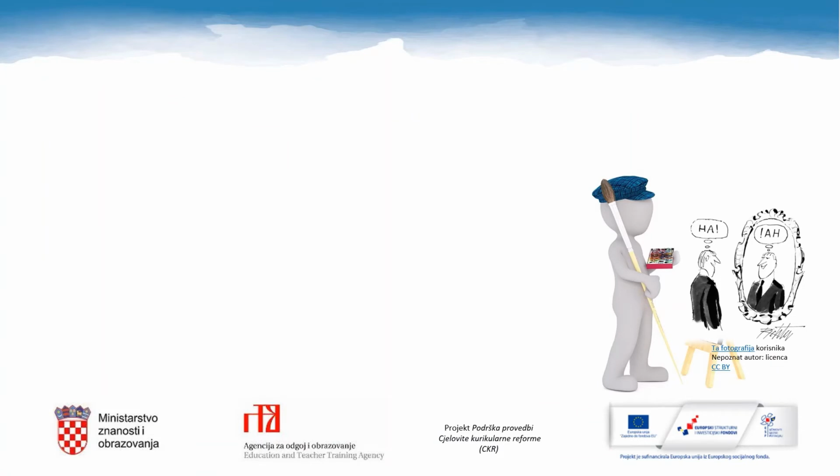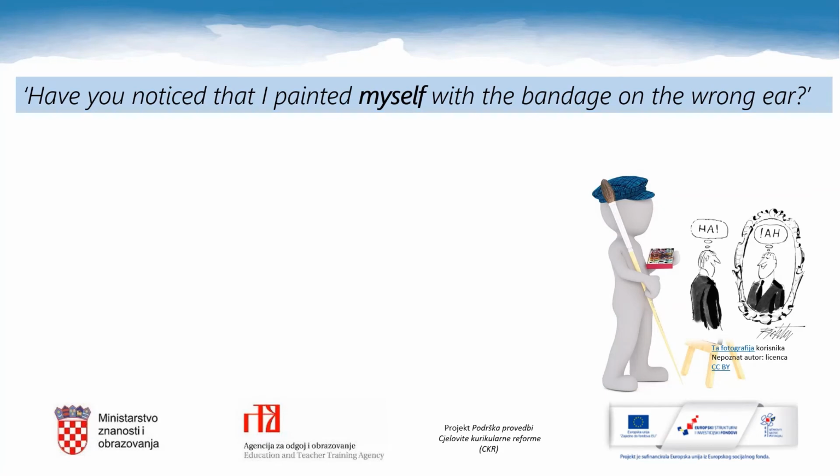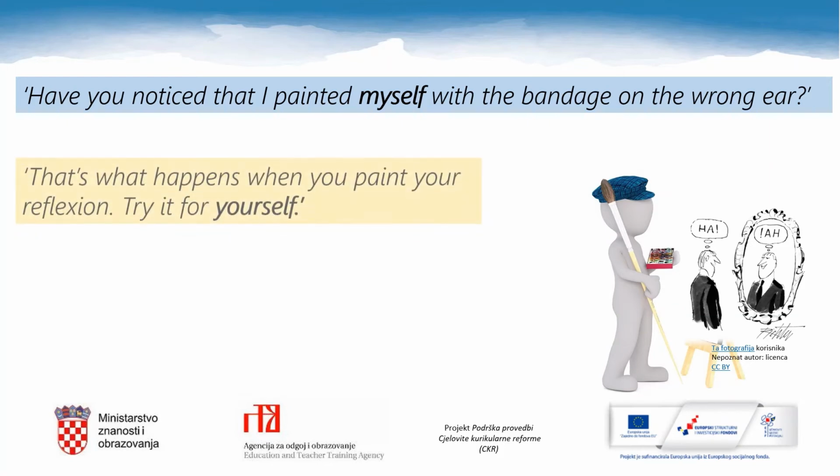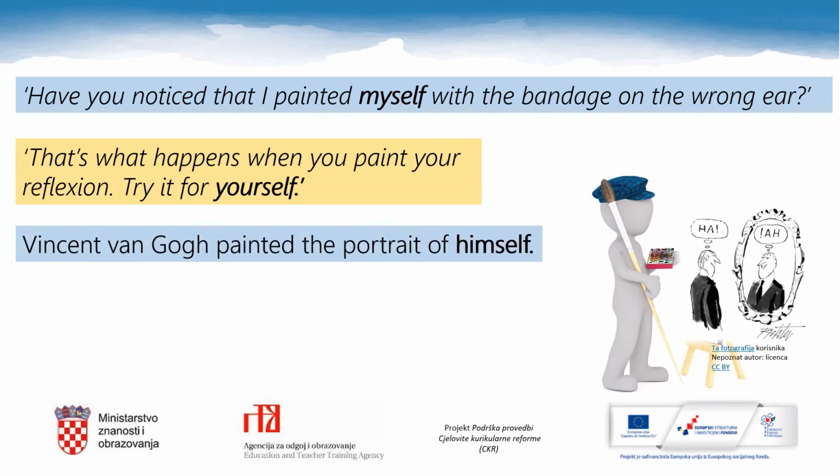Now let's take a better look at some sentences from the video. Vincent said, "Have you noticed that I painted myself with the bandage on the wrong ear?" That's what happens when you paint your reflection. Try it for yourself. So, Vincent van Gogh painted the portrait of himself.